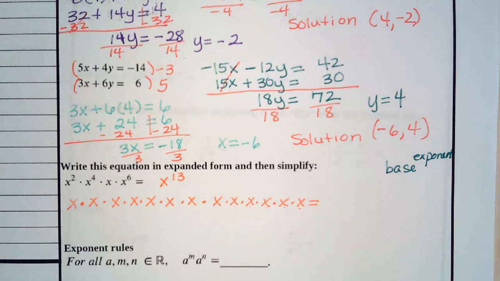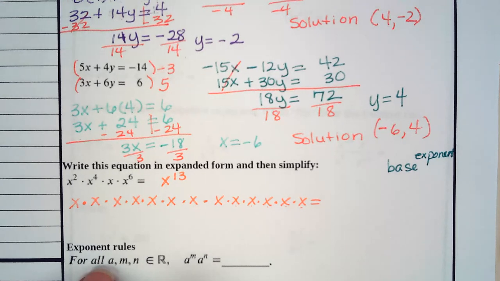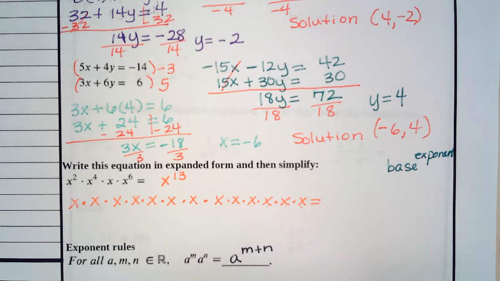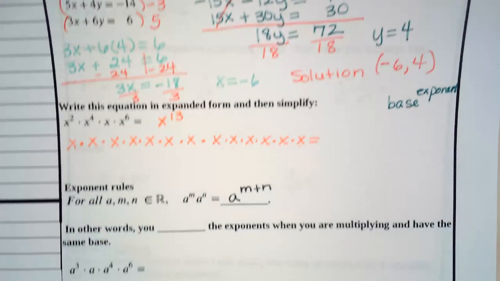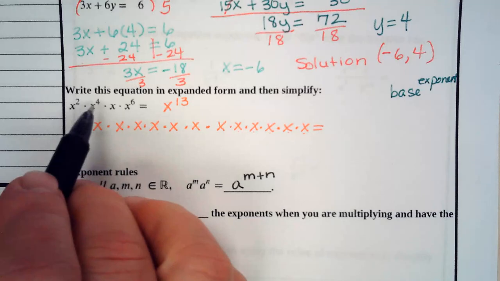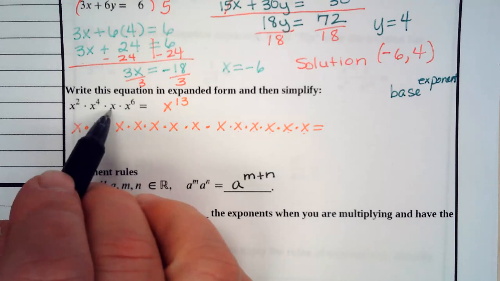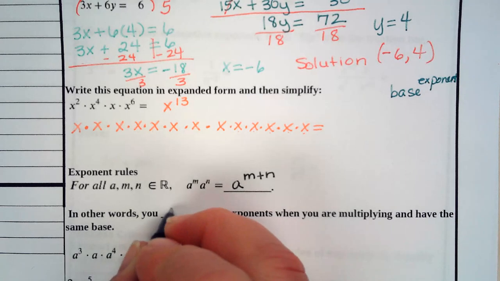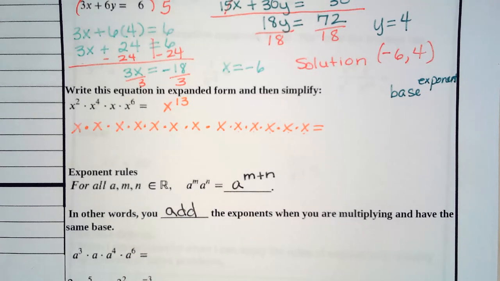So if we're looking at it as a rule, for all a, m, and n, which are elements of our real numbers, a to the m times a to the n is equal to a to the m plus n power. You're going to add those exponents. 2 plus 4 is 6, plus 1 more is 7, plus 6 more is 13. So that does work. In other words, you add the exponents when you are multiplying and you have the same base.